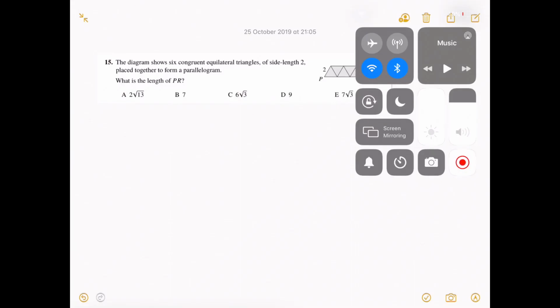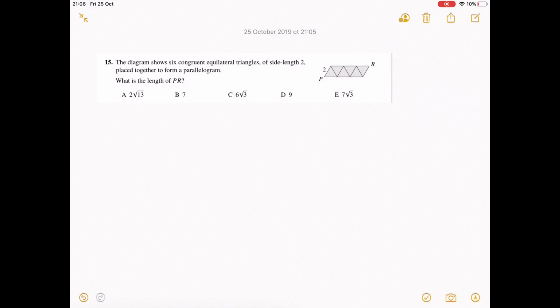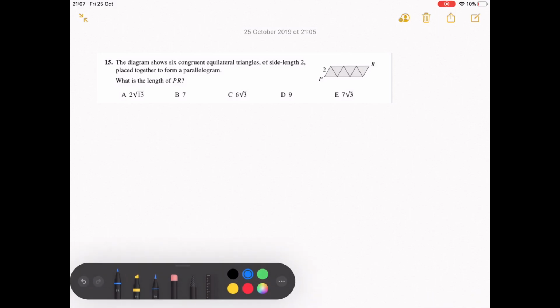Today we're going to be attempting another UKMT question using the mind map method. So, this is the question. The diagram shows 6 congruent equilateral triangles of side length 2, placed together to form a parallelogram. What is the length of PR? Okay, so let's make a mind map of this.